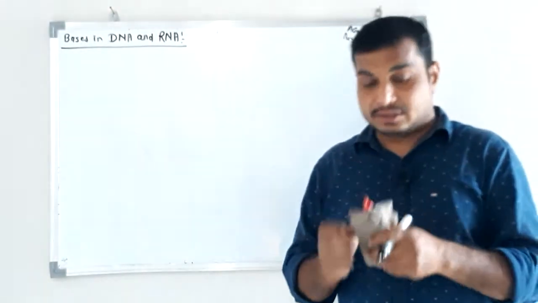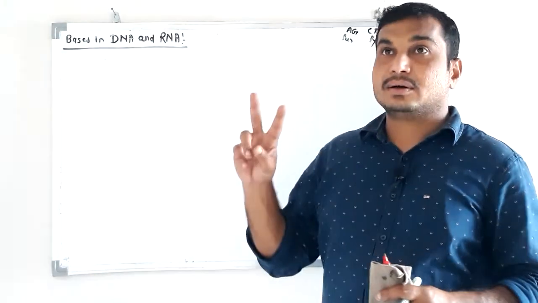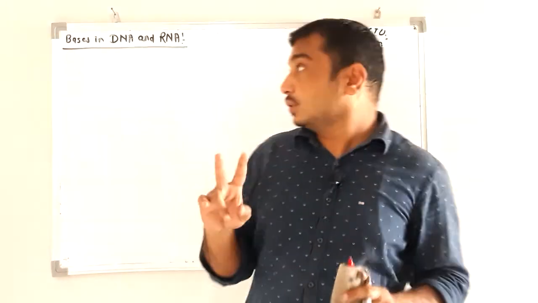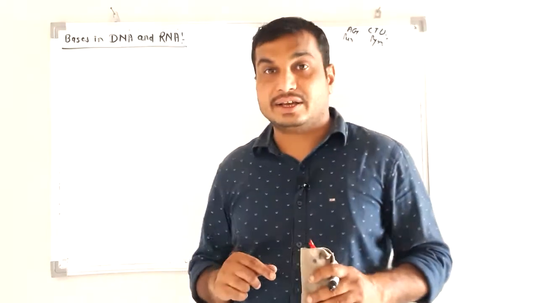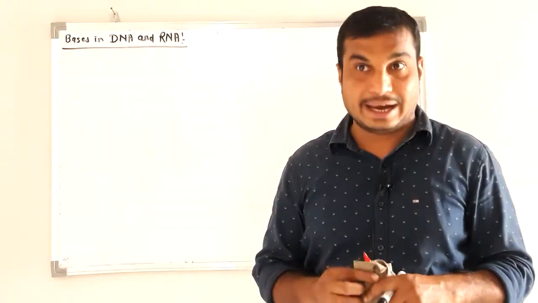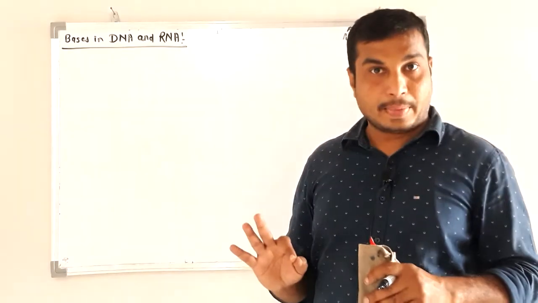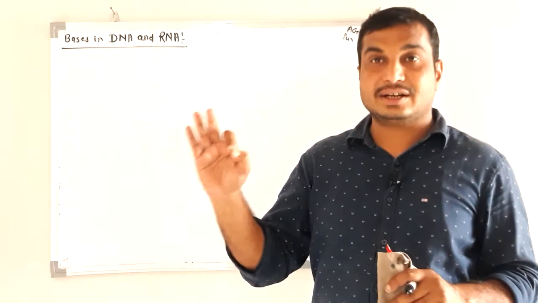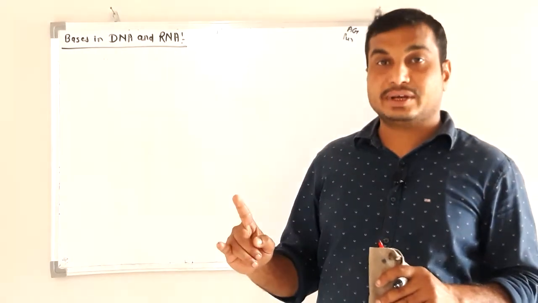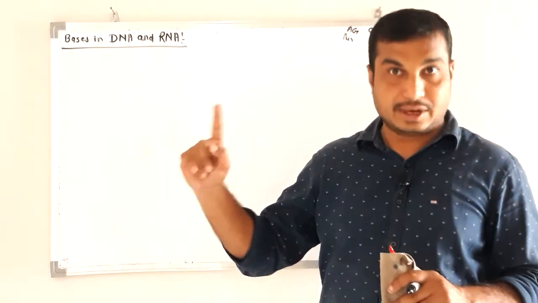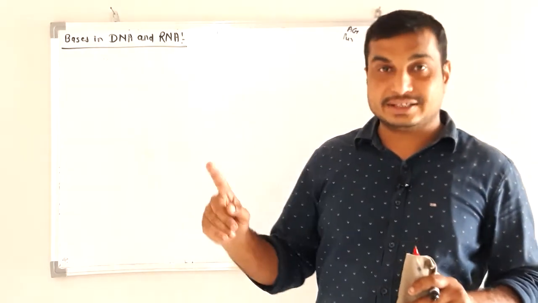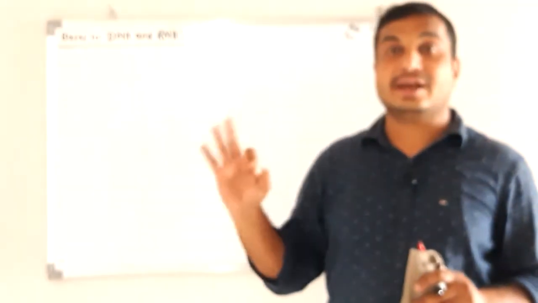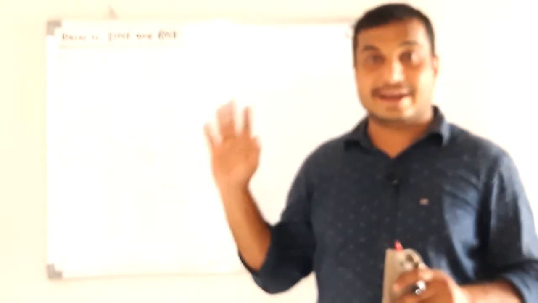Now in that topic we have already seen what are the two types of sugar molecule present. Nucleic acid contains two types of sugar molecule, either ribose sugar or deoxyribose sugar. If nucleic acid contains ribose sugar, then that nucleic acid is known as RNA, ribonucleic acid, and if nucleic acid contains deoxyribose sugar, then that is known as DNA, deoxyribonucleic acid.